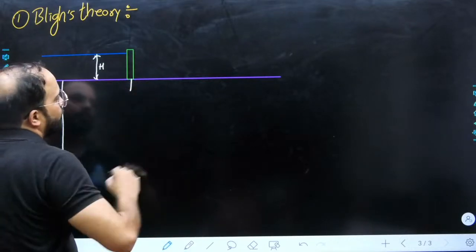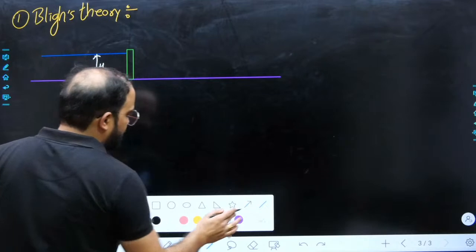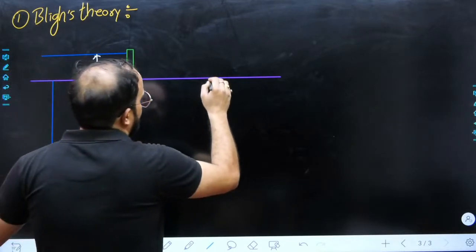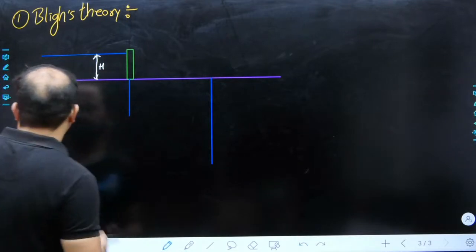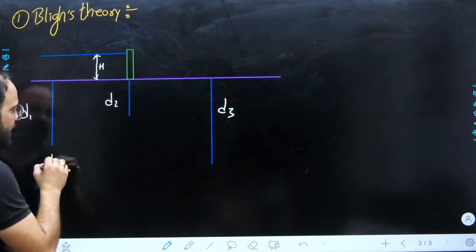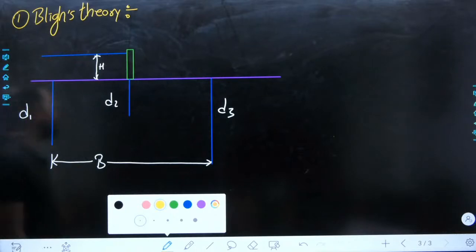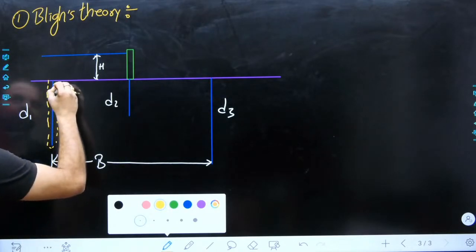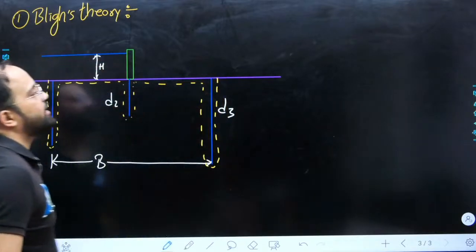According to Blake, we should provide three piles. One at upstream, one at intermediate, and another at downstream. If this has D1 depth, this pile has D2 depth, and this pile has D3 depth, and B is the total width, then how much length should the water travel? Water will enter from here, go like this, then like this, and then reach the other end.